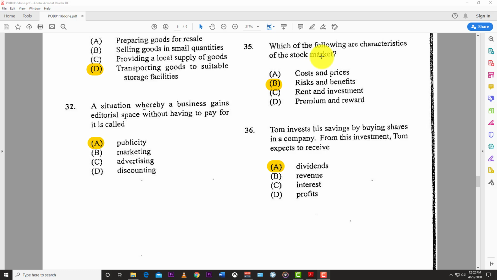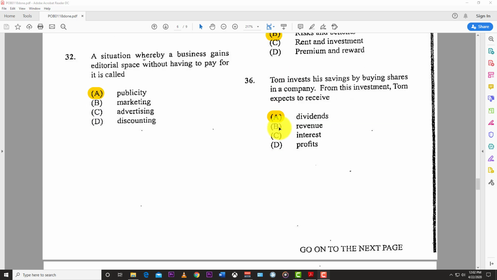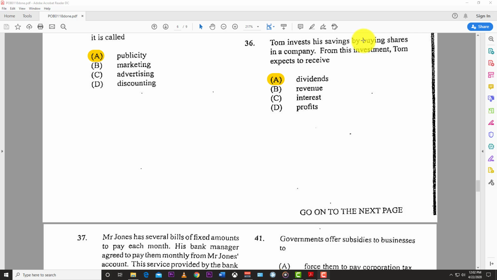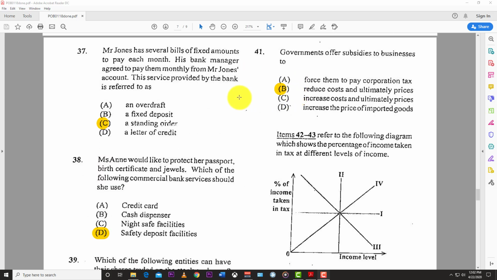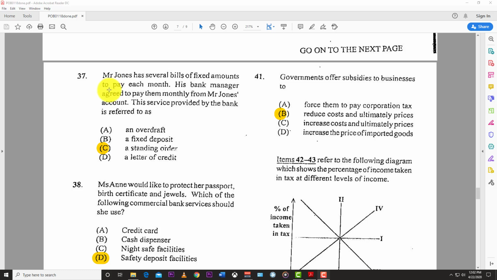35. Which of the following are characteristics of the stock market? And of course, the stock market is noted by the risk and benefits. Large risk, but also large benefits. 36. Tom invests his savings by buying shares in a company. From his investment, Tom expects to receive dividends. Number A, dividends. 37. Mr. Jones has several bills of fixed amount to pay each month. His bank manager agrees to pay them monthly from Mr. Jones's account. This service provided by the bank is referred to as C, a standing order.